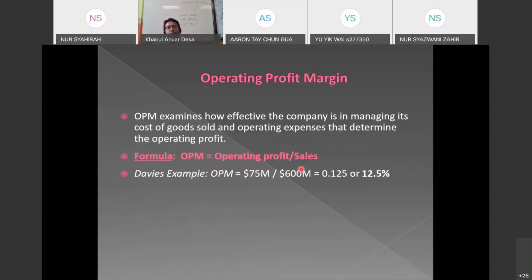Okay, operating profit over sales. Di sini kita dapat 12.5%. Apa kesimpulan yang kita boleh dapat from this result? Apa kesimpulan yang kita boleh buat daripada result ini?